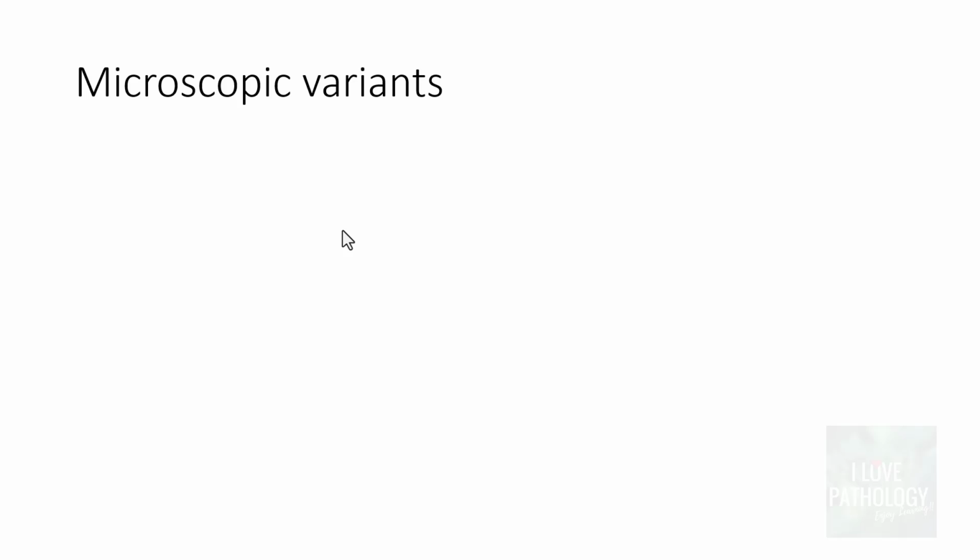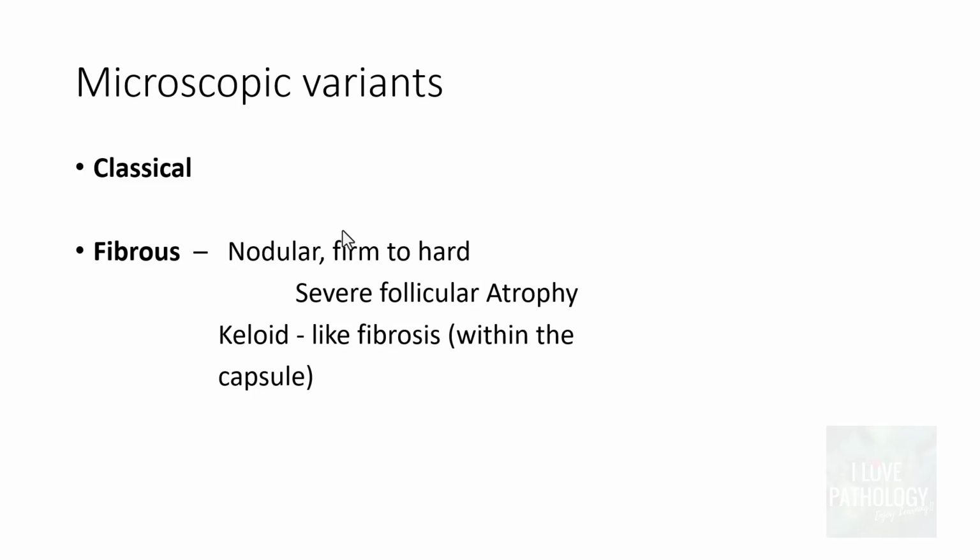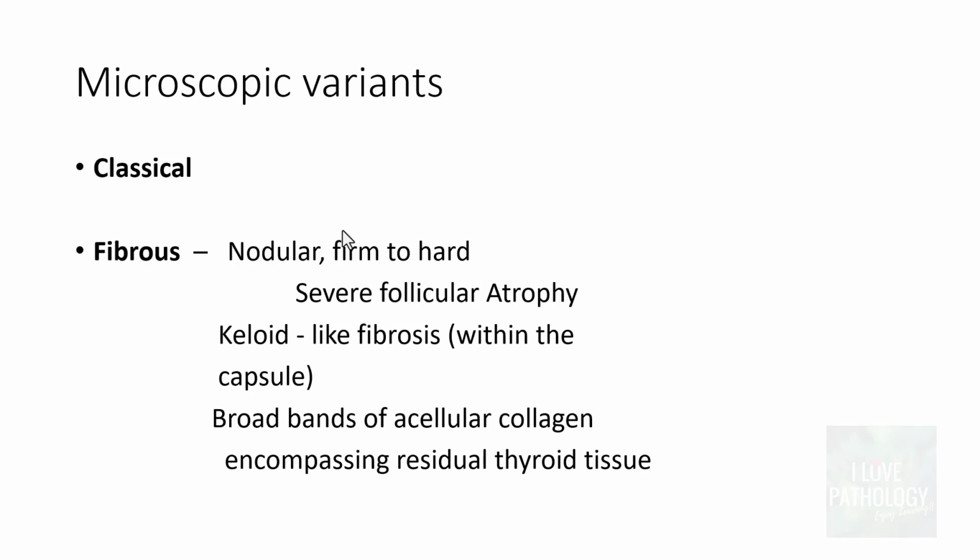There are variants of Hashimoto thyroiditis. Whatever we have studied so far is the classical variant, but there is another variant called the fibrous variant, which is nodular, firm to hard in consistency, where there is severe follicular atrophy because it has keloid-like fibrosis. It is confined within the capsule due to the presence of very broad bands of acellular collagen. That is called the fibrous variant of Hashimoto thyroiditis.